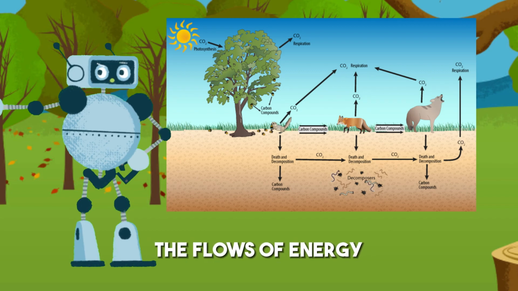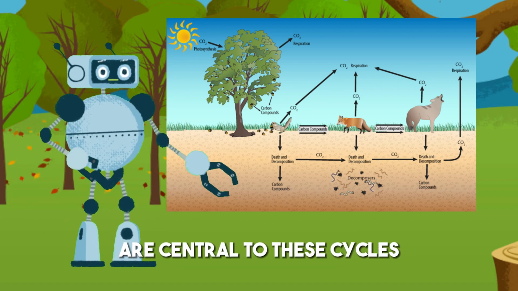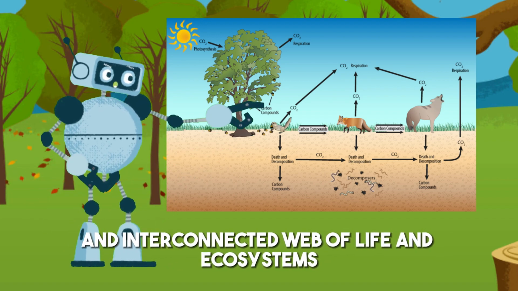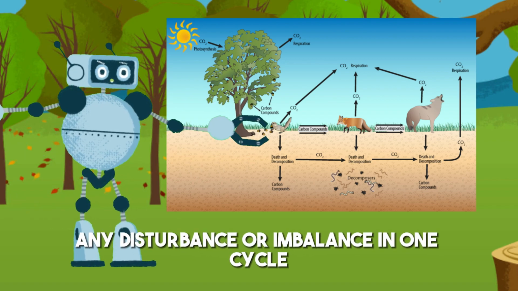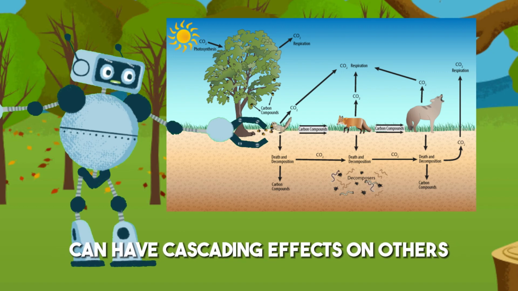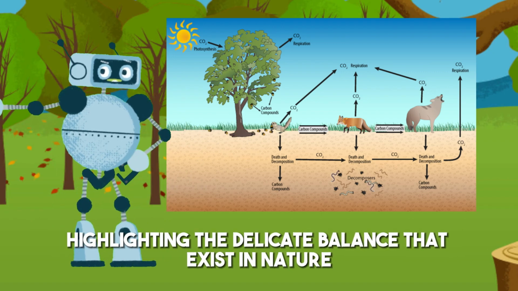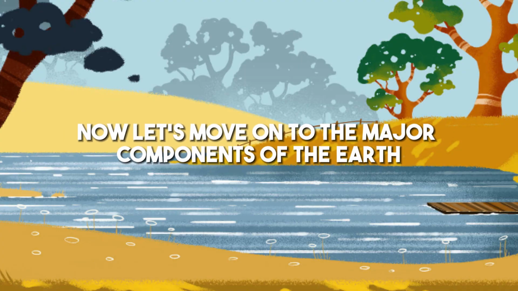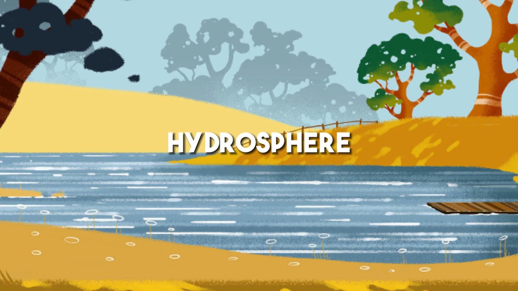The flows of energy, driven by processes like photosynthesis and respiration, are central to these cycles, creating a dynamic and interconnected web of life in ecosystems. Any disturbance or imbalance in one cycle can have cascading effects on others, highlighting the delicate balance that exists in nature.